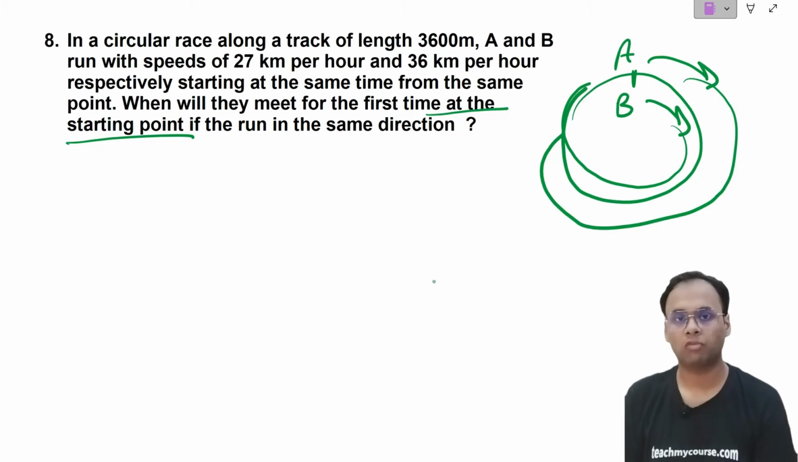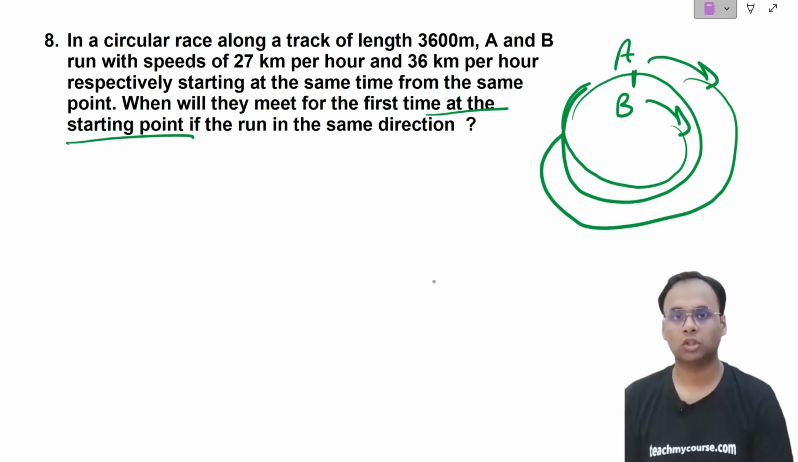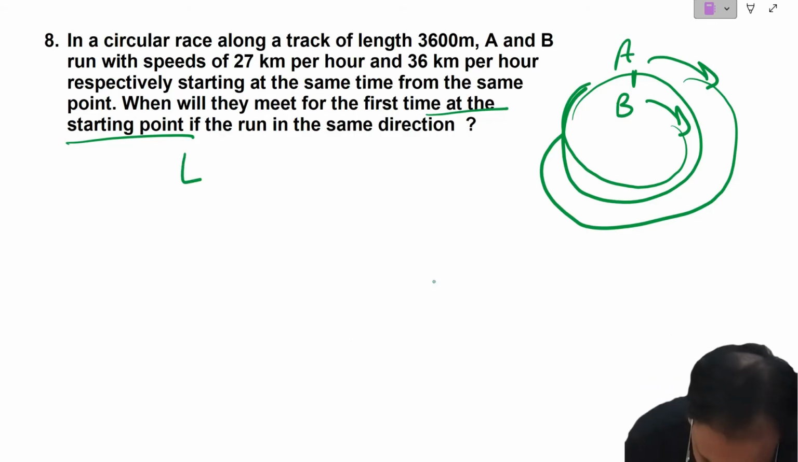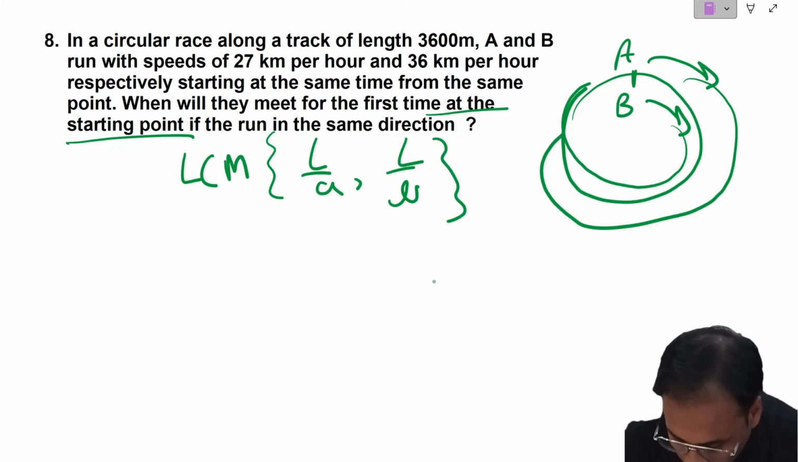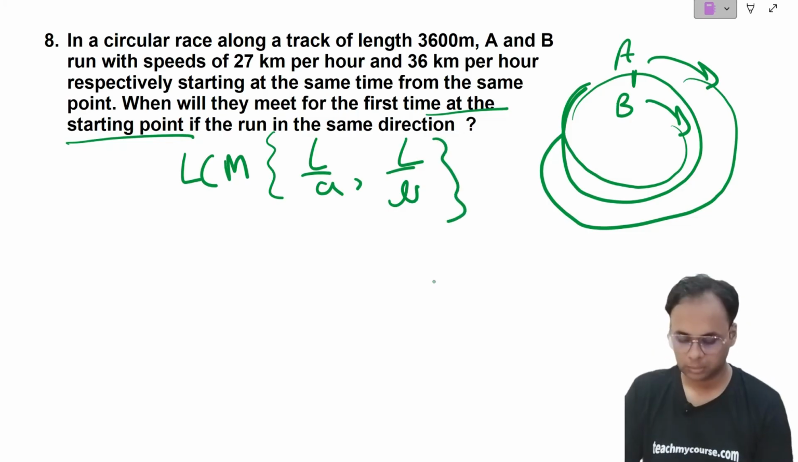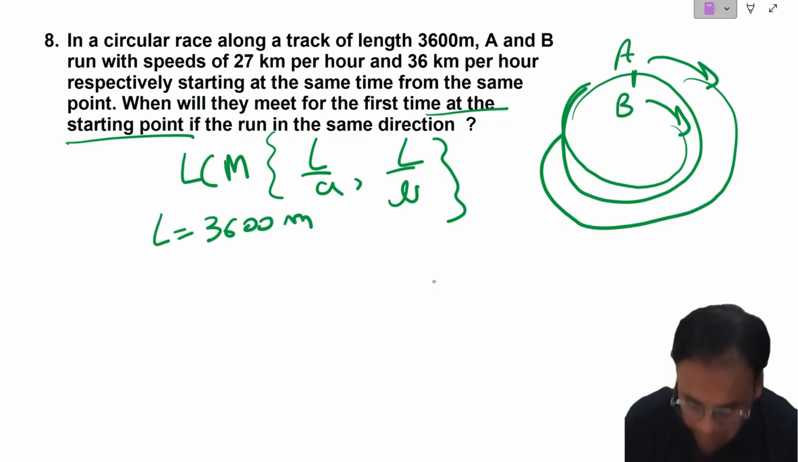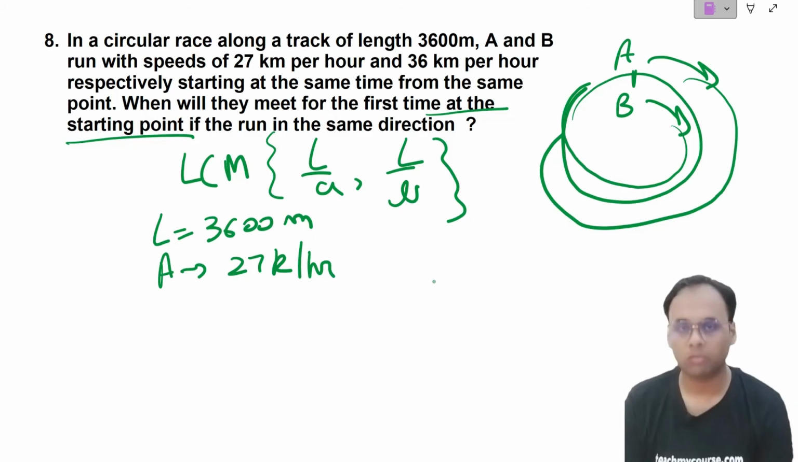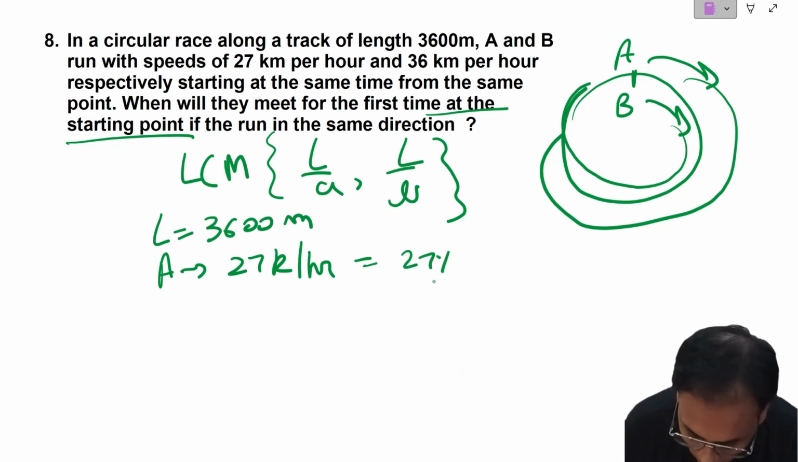You have a very simple formula for this. Whenever we have to find out, in cases of circular races, when will they meet for the first time at the starting point, we just have to calculate the LCM of L upon A comma L upon B, where A and B are their respective speeds. The length of the track is given as 3600 meter and A's speed is 27 kmph. First of all, that has to be converted into meter per second because the length is given in meters. So how can that be done?